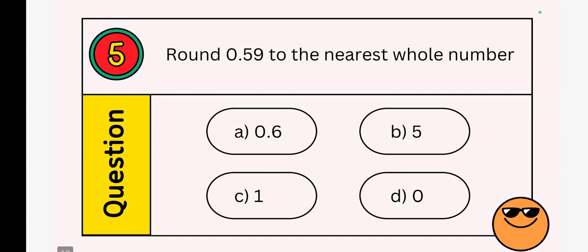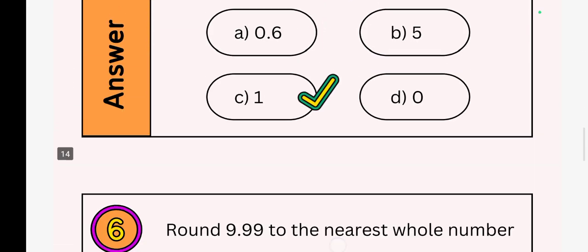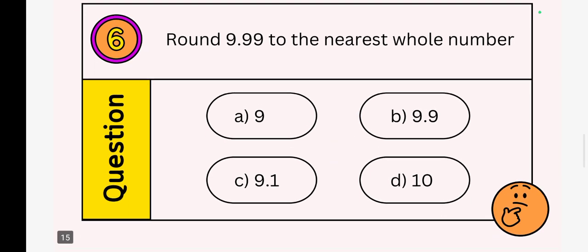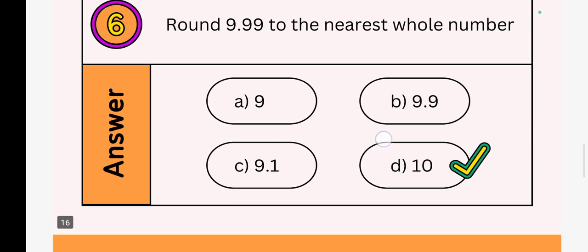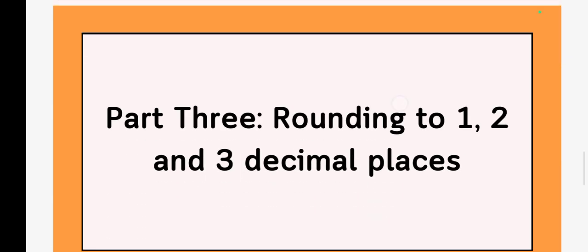Now rounding 0.59 to the nearest whole number. Since 0.59 is near to 1, and we are rounding off to a whole number, our answer will be 1. Again, rounding 9.99 to the nearest whole number. 9.99 has the close whole number 10. If you add 0.01, then it will turn into 10. So if you round off 9.99 to the nearest whole number, that will be 10. So hope this part is also clear.